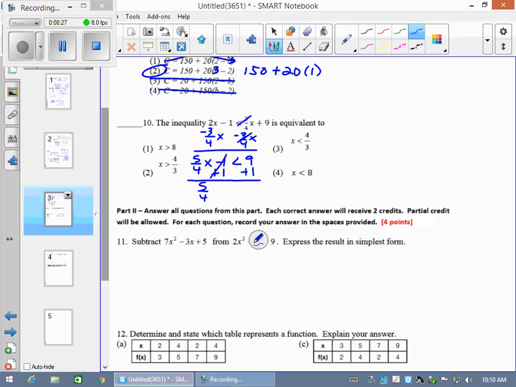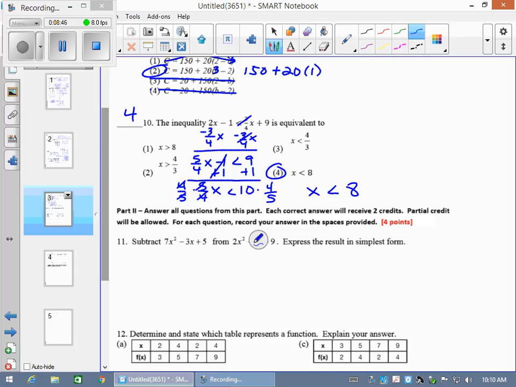And then I want to get x alone, so I'm going to multiply by the reciprocal, which would be 4/5. Again, I'm multiplying by a positive, so I am not changing the sign of my inequality. And if I do 10 times 4/5, I get x is less than 8, choice 4.